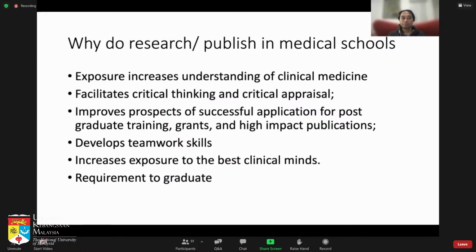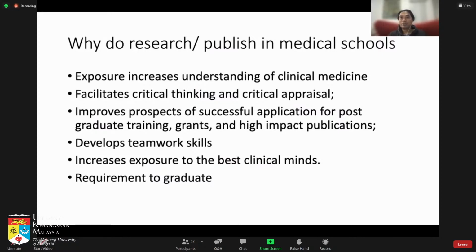So that is good. Research also will increase exposure to the best clinical minds, so you will expose yourself to many other researchers who have different ways of treating patients, and then you will see how other people treat patients. So in a multi-center study, you will have friends in other countries, in the Philippines, in Thailand, in Australia, and you will know how they treat patients. So that will benefit your patients. So that is why we have to do research in the medical field.